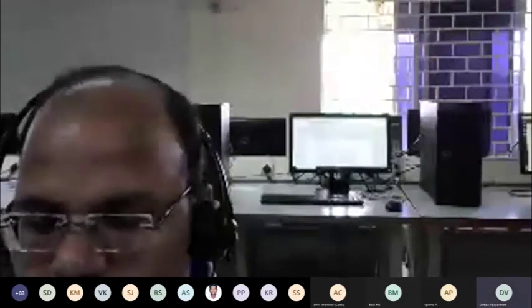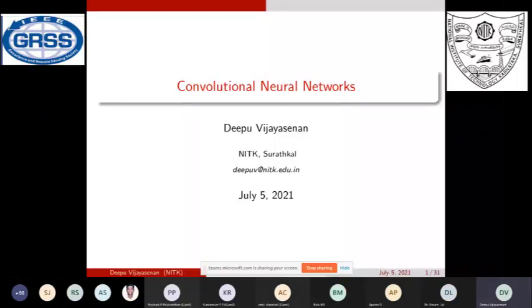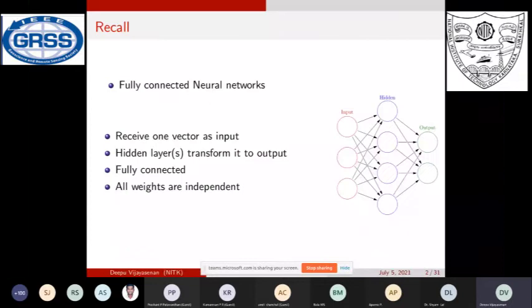Okay, good morning, everybody. So today we will see an overview of a class of neural network that kind of revolutionized the image recognition field entirely. Okay.